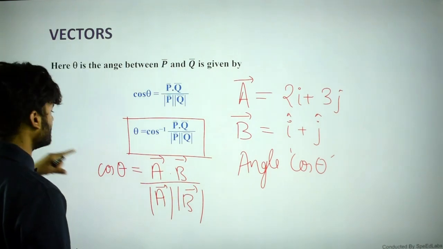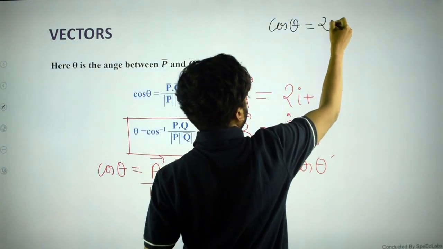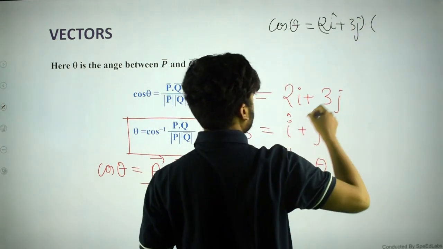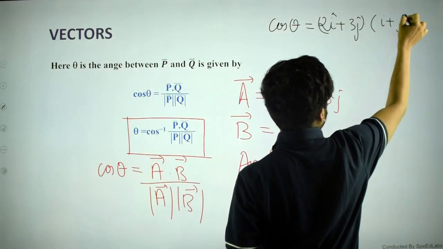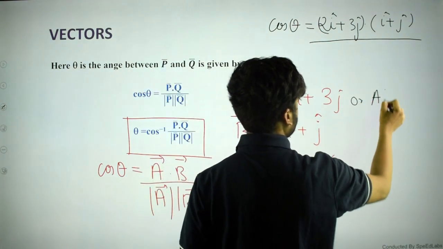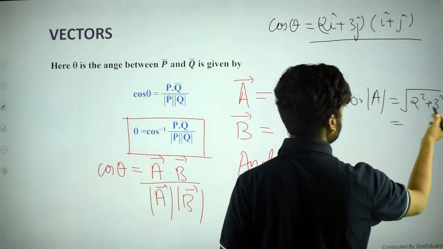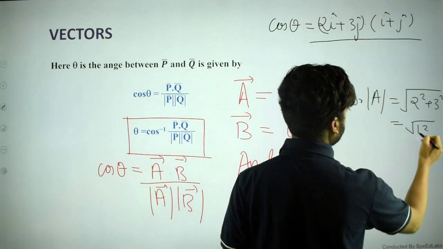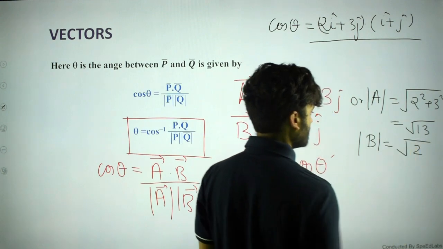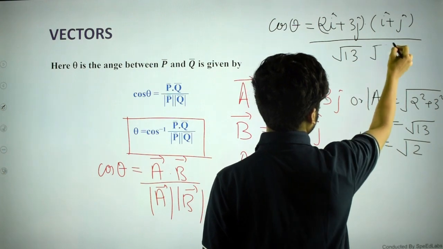Let us find it. What is a vector? A vector is 2i plus 3j, and it will be dotted with i plus j, divided by the magnitude. The magnitude of this vector is under root of 2 square plus 3 square, that is 4 plus 9, that is under root 13. Similarly, what is mod of b? Mod of b is under root 1 square plus 1 square, which is root 2. So putting in the values, this is root 13 and this is root 2.